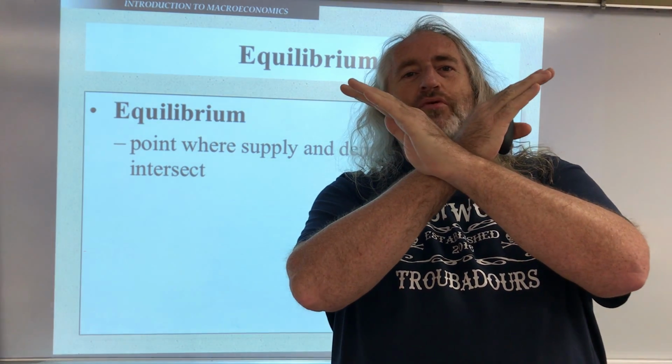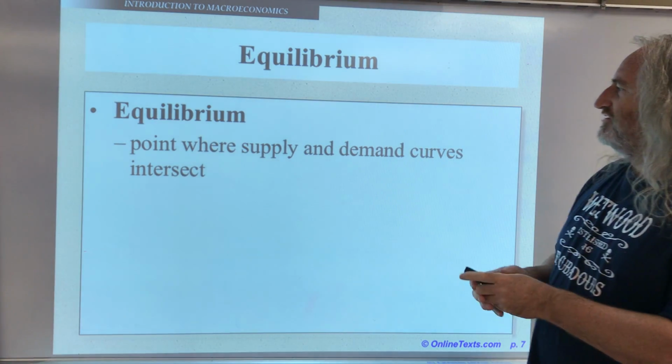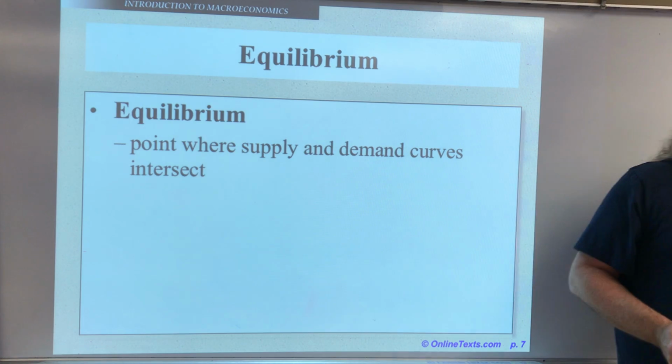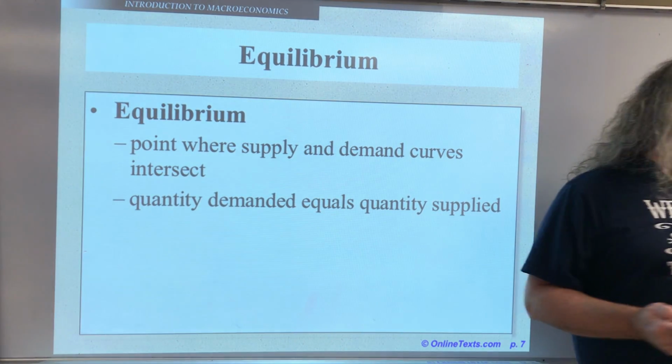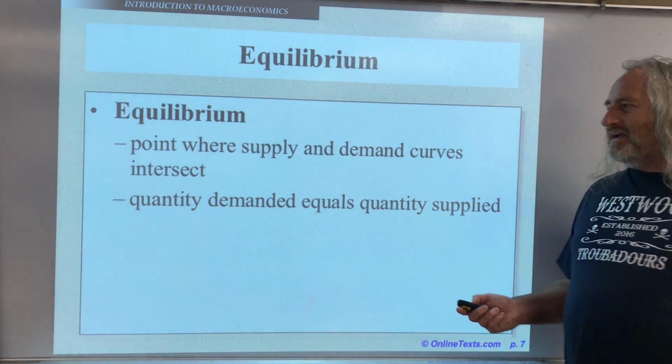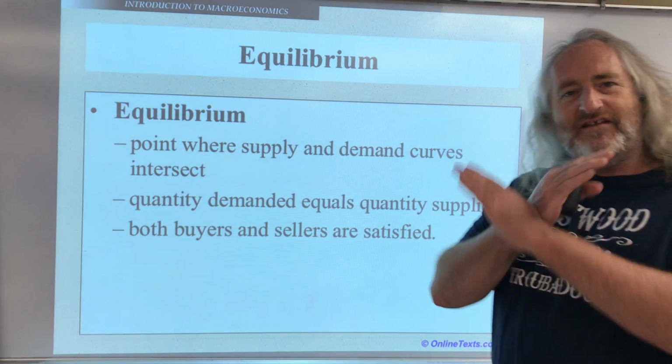And that intersection point is something really important to economists. It's called equilibrium. It's the point where supply and demand curves intersect, which means the quantity demanded is equal to the quantity supplied. This is really a magic number because this is where both buyers and sellers are satisfied.